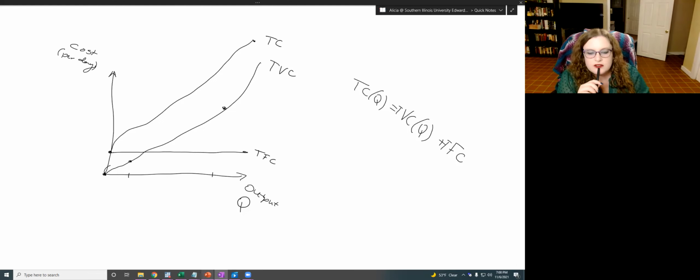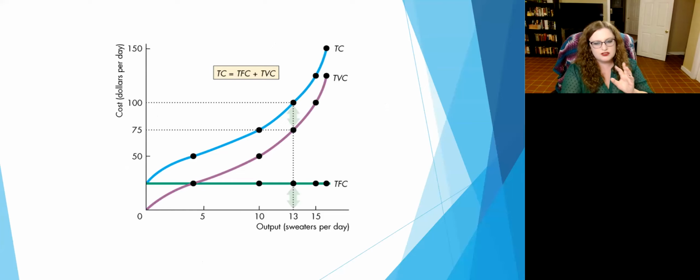All right, so let's go to the next part. This is just drawing out what we're seeing here so that you're able to see what each of the pieces represent. For example, in this one, if there's $25 of total fixed costs, and we're outputting 13 sweaters, then we have $75 of variable cost plus the $25 of fixed cost, equaling $100 of total cost for producing 13 sweaters. It's just a way that we're going to start thinking about things.